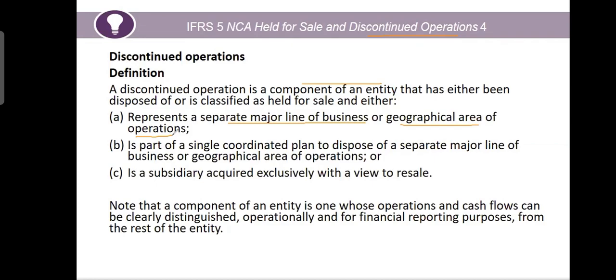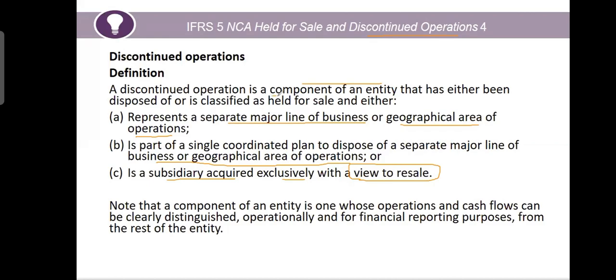It's not about one asset. It is a part of a single coordinated plan to dispose of a separate major line of business or geographical area of operations, or is a subsidiary acquired exclusively with a view to sale. It is also possible, for a discontinued operation, that you acquire some subsidiary exclusively with a view to resale. So a discontinued operation is like a group of assets. It's a complete line of business.